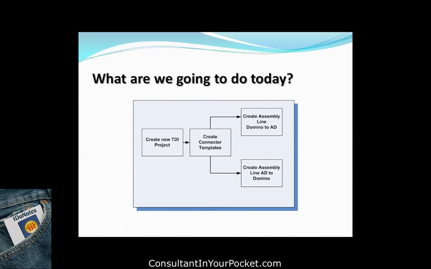So what we're going to do is create a TDI project, which is your mechanism for organizing all your TDI objects. We're going to create some connector templates that we can use over and over and over again, and then we're going to create two assembly lines. One is going to be for Domino to Active Directory, and the other one is going to be for Active Directory to Domino.